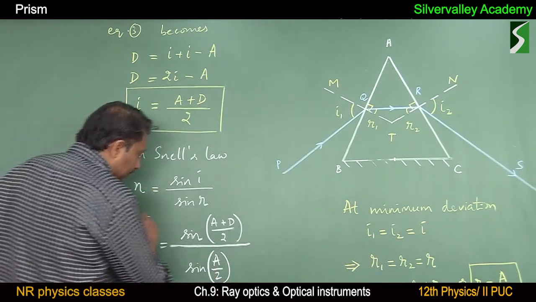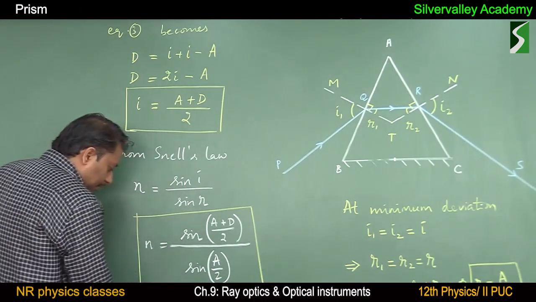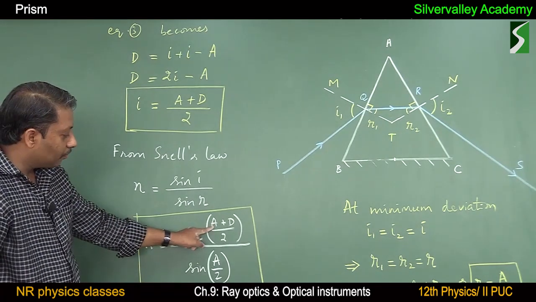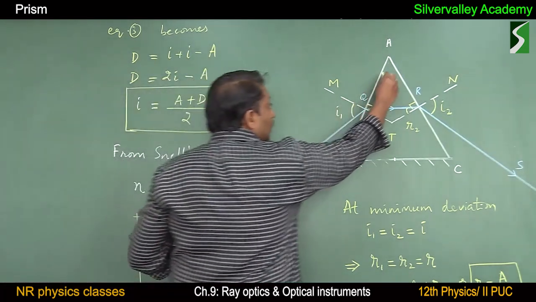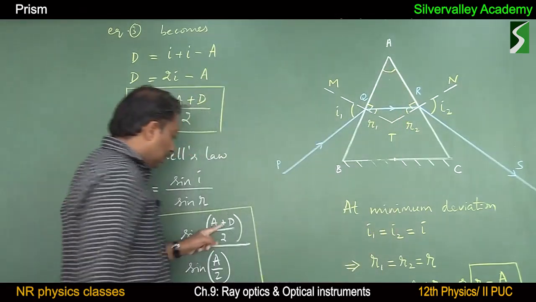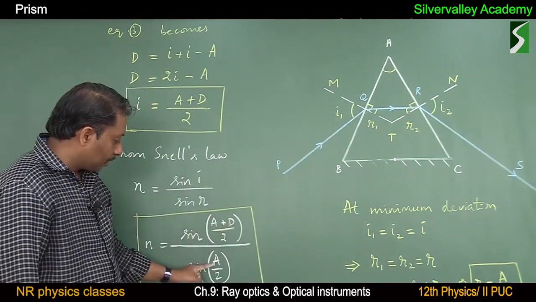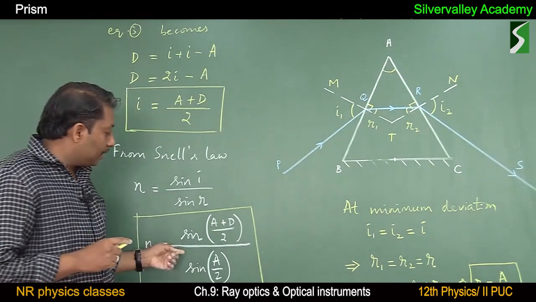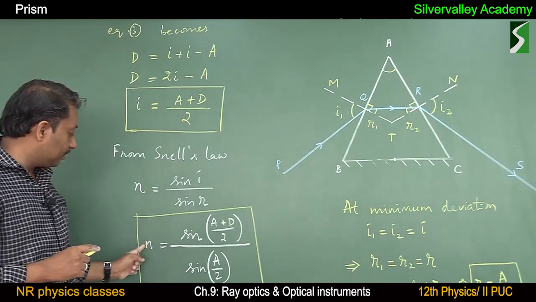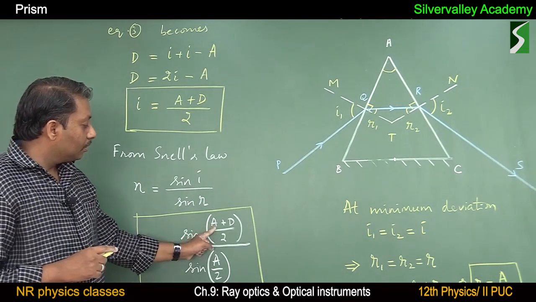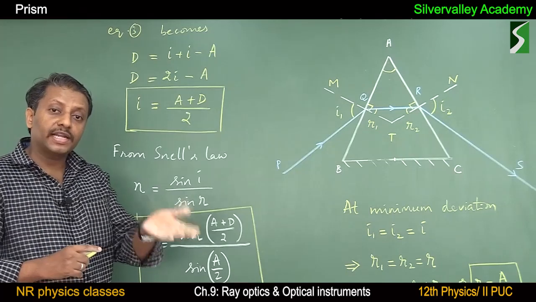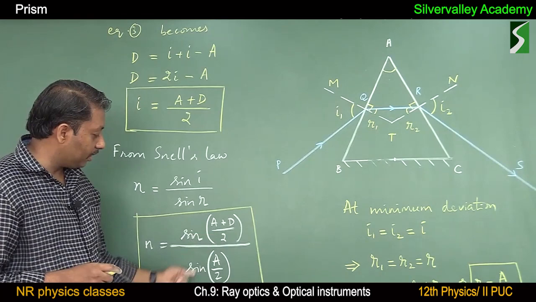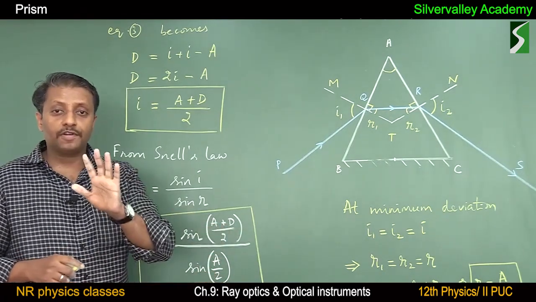So this is the expression for refractive index of the material of the prism in terms of angle of the prism A, where D is the minimum deviation. So the question could be like this: derive an expression for refractive index in terms of minimum deviation, or they may directly ask, derive an expression for refractive index equal to sin (A plus D) by 2 by sin A by 2. Okay, this is for 5 marks.